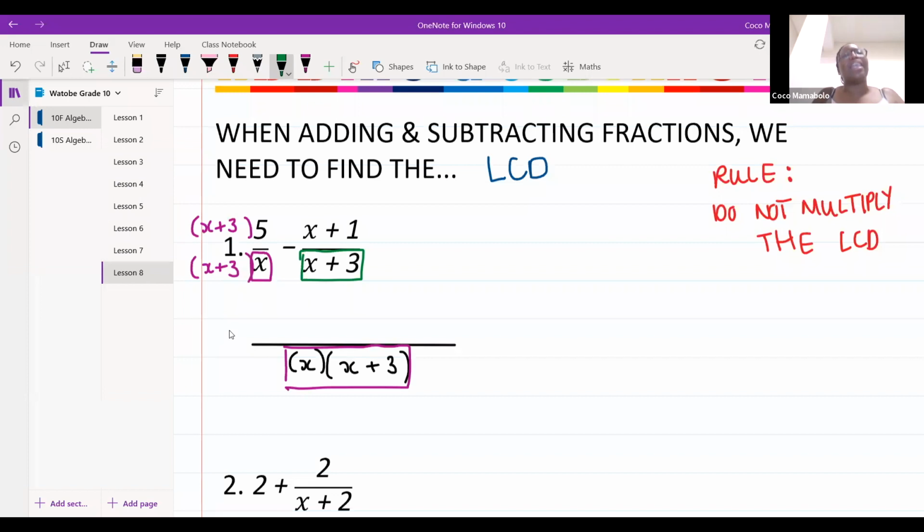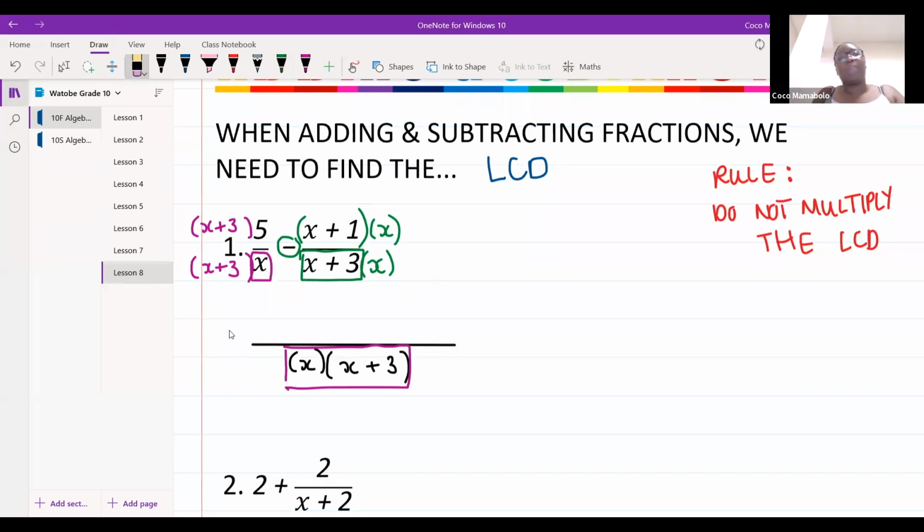Thanks, Lubanzi. That's it. X is missing. So I'm going to multiply this part by x. But what I do to the bottom, I also need to do to the top. So I'm also going to multiply this top part by x. But do not forget, guys, that there's a negative sitting in front of this. So I need to make sure that that negative comes with me.